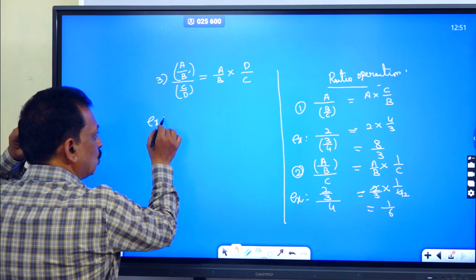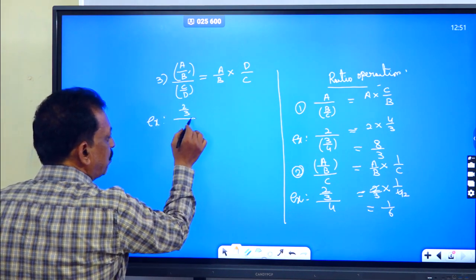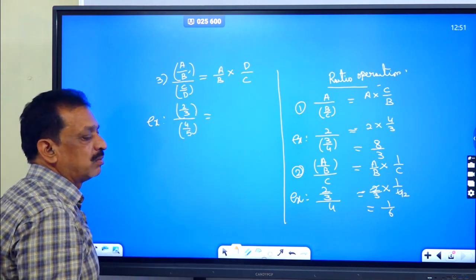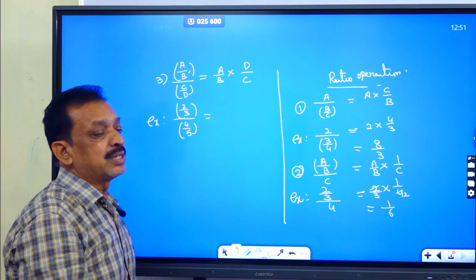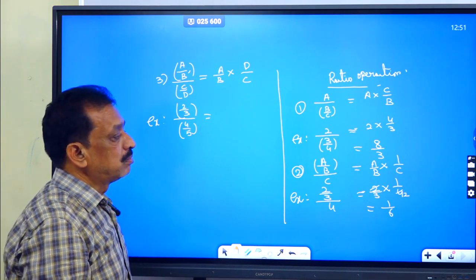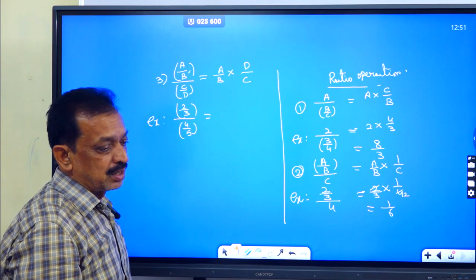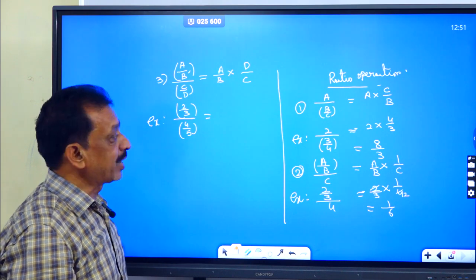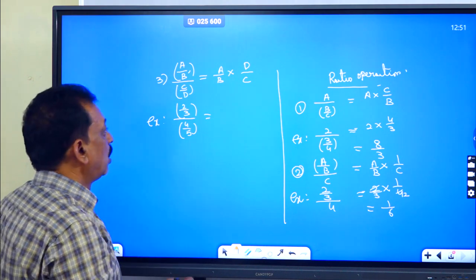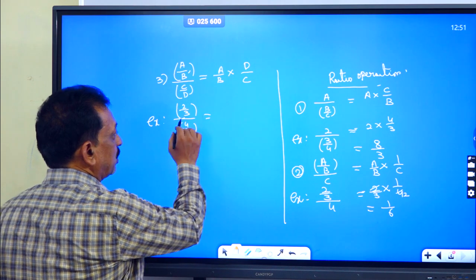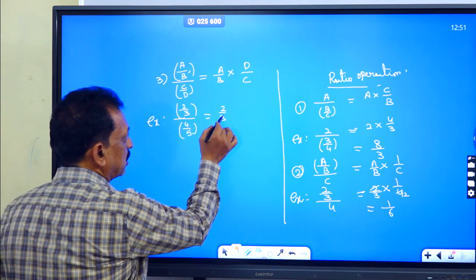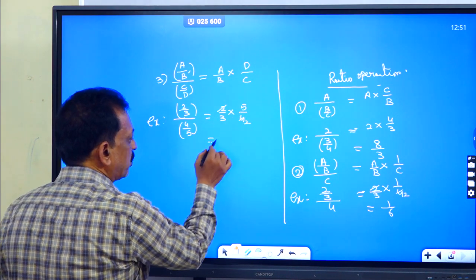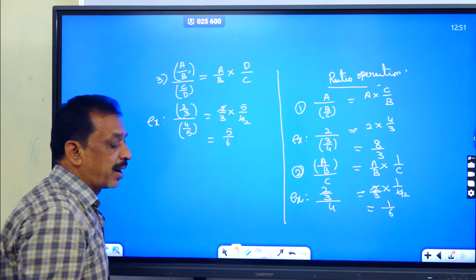So example, 2 by 3 divided by 4 by 5. These types of problems we are going to get more in moving charges and magnetism, electromagnetic induction, and electrostatics. There we are getting this type of problems. Ratios are going to come, and gravitation also. So for this one, numerator as it is into denominator, then go to the numerator: 5 by 4. 2 2s are 4. Now how much are you getting? 5 by 6. We call this ratio operation.